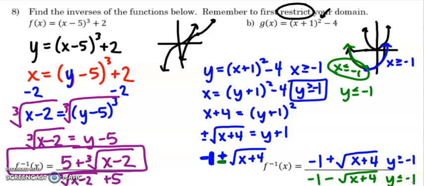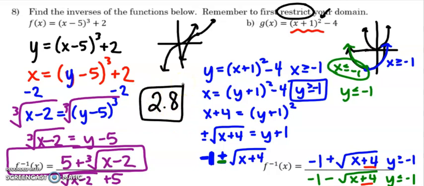These square roots have a domain that's based on this plus 4, but it's not asking you to restrict the domain of the square root. We had to restrict the domain of the parabola, because that's the thing that didn't pass the horizontal line test. This is all in video 2.8. If you need a refresher about how to deal with inverses, 2.8 is going to be where you go.